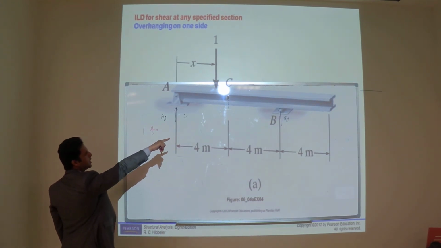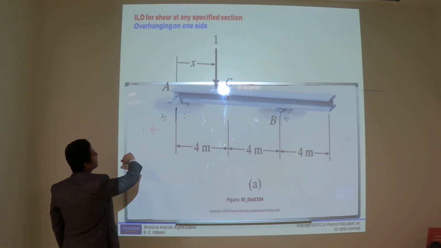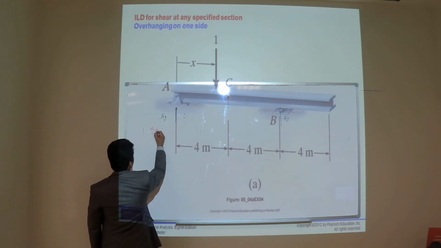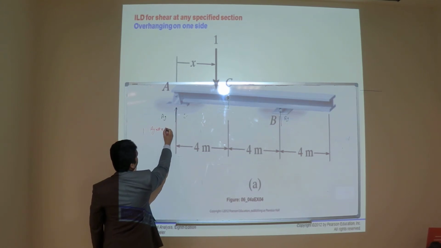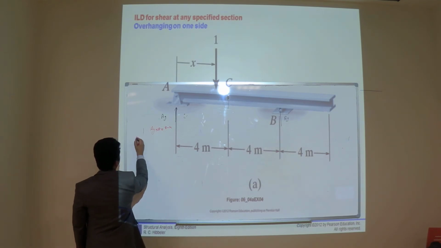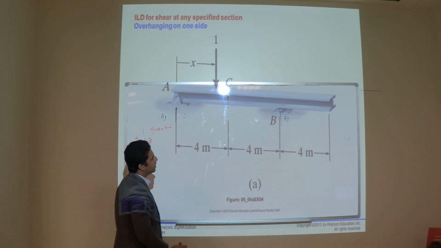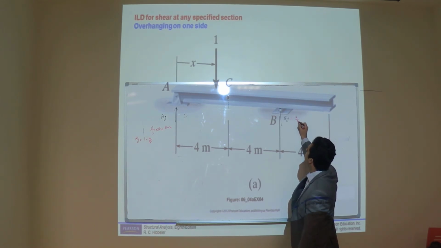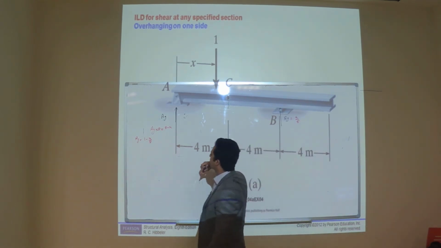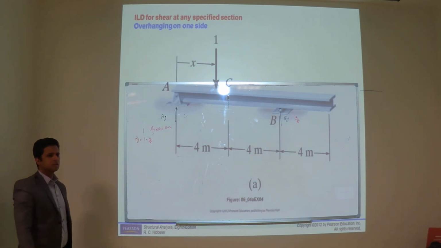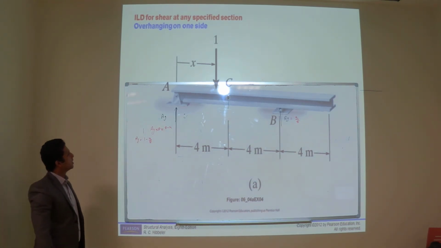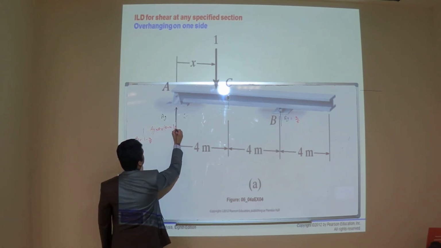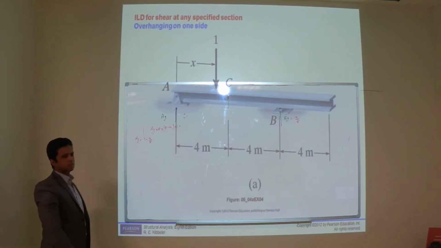We will take moment at point B. So it will be AY into 8, which equals 8 minus x, into 1. AY will be 1 minus x over 8. And how much will be BY? x over 8. Into 1, of course. So it is the same.